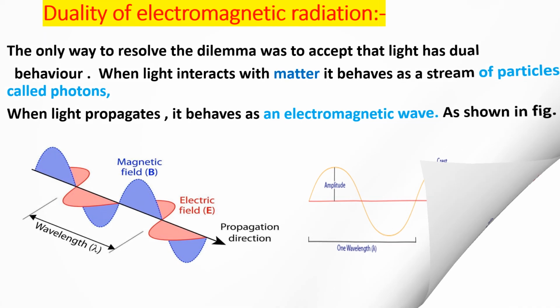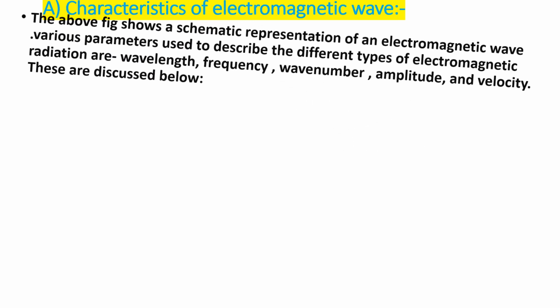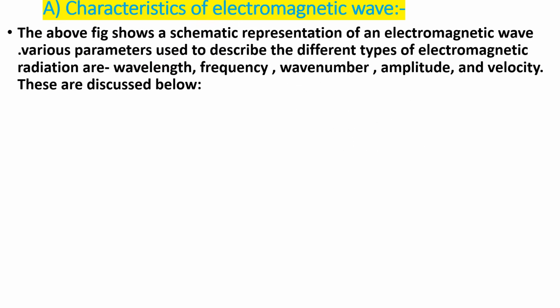Now, some characteristics of electromagnetic waves are discussed here. The above figure shows a schematic representation of an electromagnetic wave, whereas the parameters used to describe the different types of electromagnetic radiation are wavelength, frequency, wave number, amplitude, and velocity. These are discussed below.